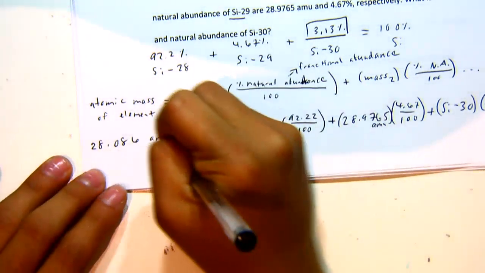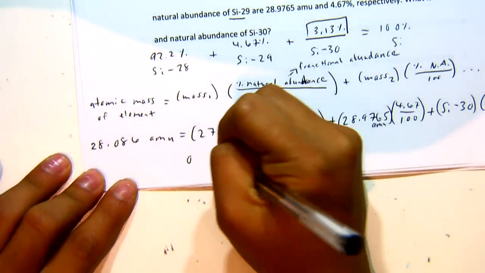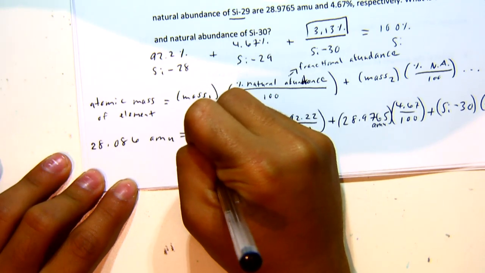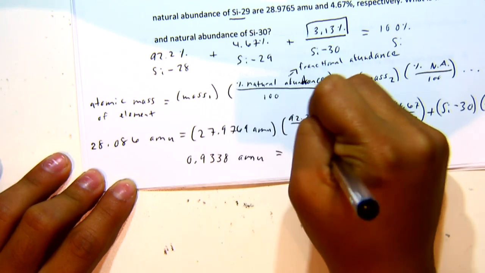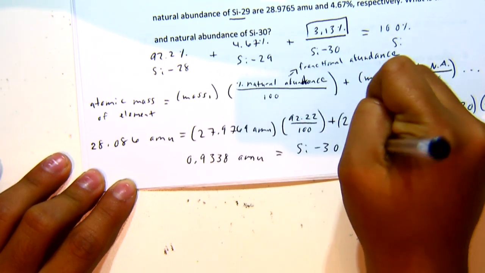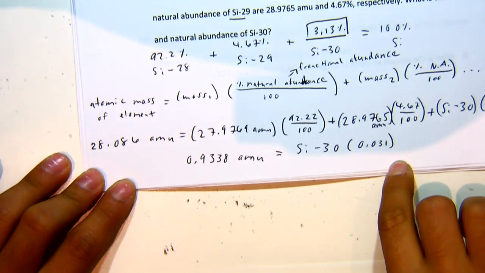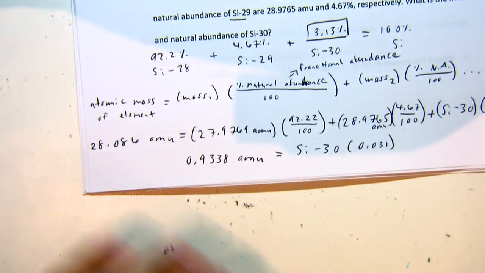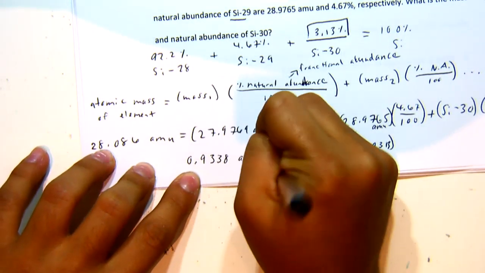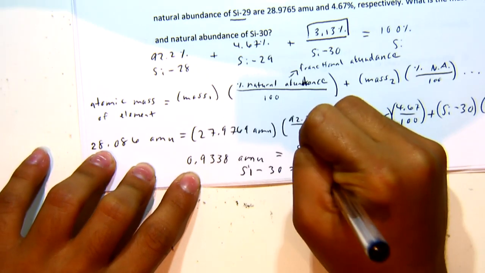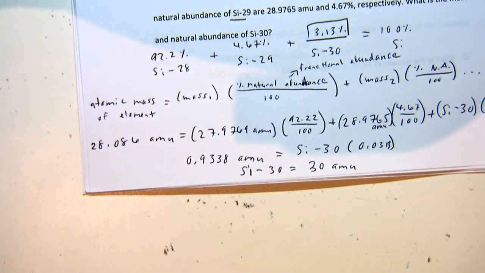In total, once you distribute everything, you'll get 0.938 mu equals silicon 30 still times that 0.031. See, that's now our fractional abundance. I put an extra 3. Oh, whatever. There. So in total, we'll have 30 mu. And this isn't to the correct amount of significant figures, but keep that in mind when you're doing this. I did these calculations quickly.